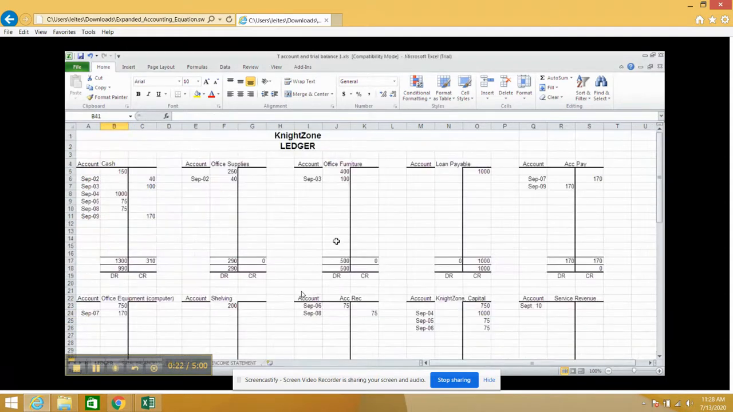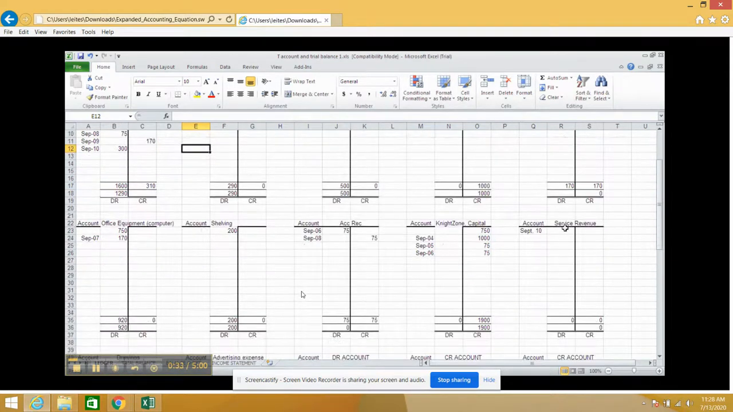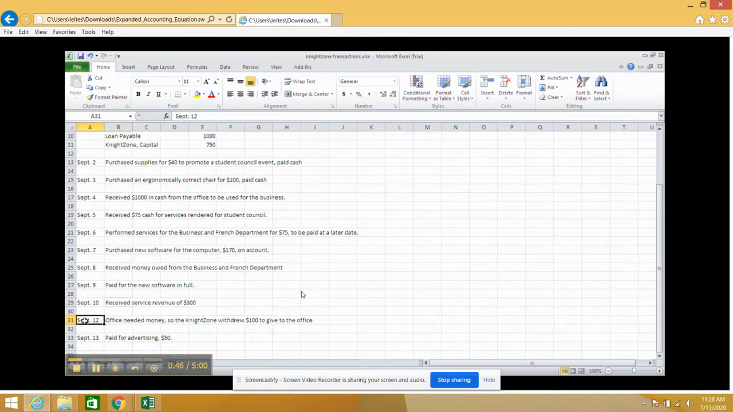So we'll go to our T accounts, and we received it in cash. On the 10th, we'll increase or debit cash $300, and we're going to go to a new T account that I created called service revenue, and credit service revenue as it's increasing owner's equity. September 10th, credit $300.